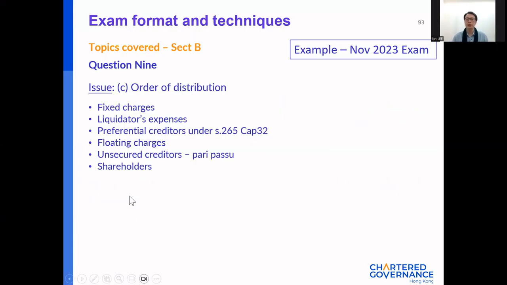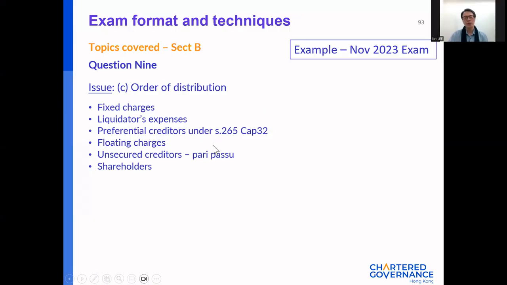Okay, order of distribution. So this is just a general summary. Obviously it's not detailed, not exhaustive, but generally, as you can see, fixed charge will come first, liquidator's amounts will come next. Then you have preferential creditors under section 265. Then you have floating charge. Then you have unsecured creditors. Then you have shareholders. Okay, so that's why just then in the ReSpectrum case, it was saying that if it was a fixed charge, it will come before preferential creditors. But it was decided it was not a fixed charge, it was instead a floating charge, so it will come after preferential creditors.